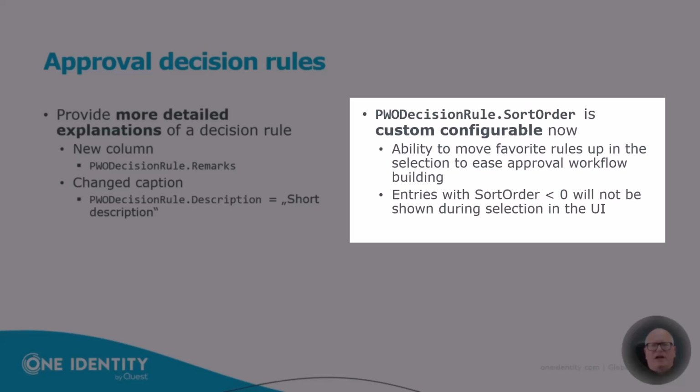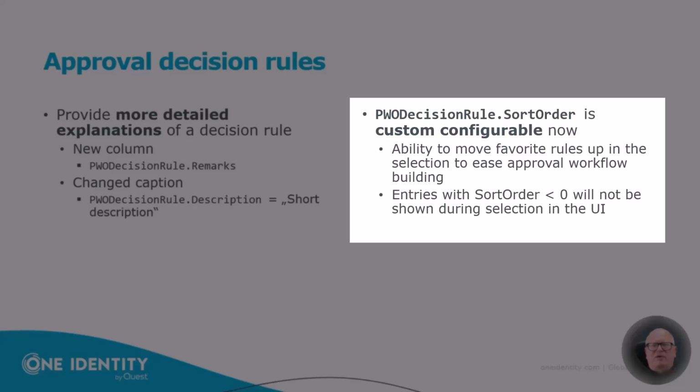To solve that scenario and give end users the ability to find faster what they need, it is now possible to change the sort order of that drop-down list. To do so, in Designer you can assign in a field called PVO Decision Rule Sort Order a number. And that number is then reflected in the list. So 1 comes before 2.